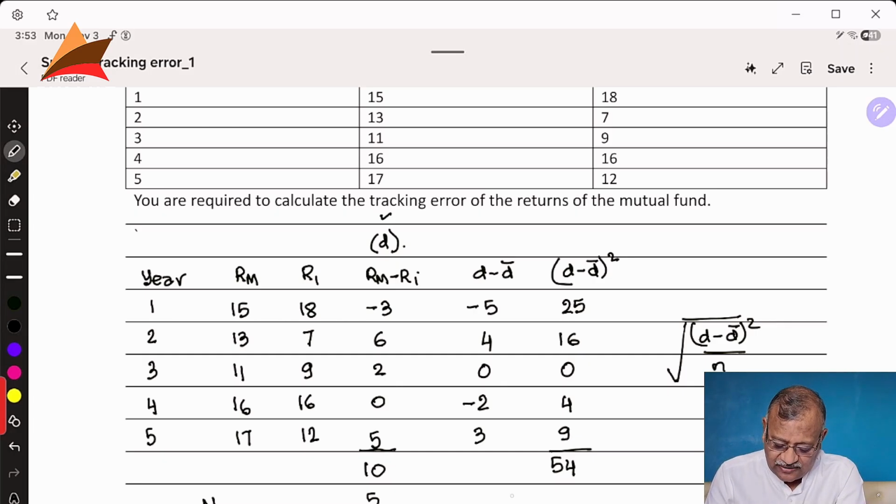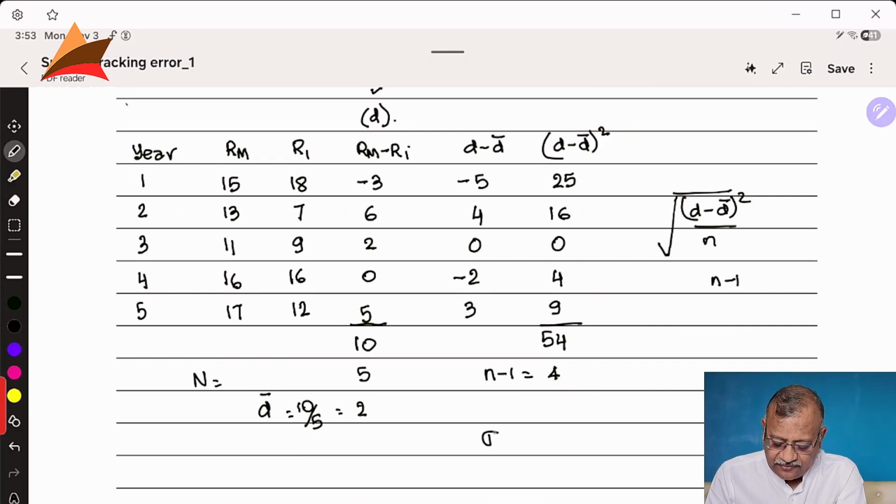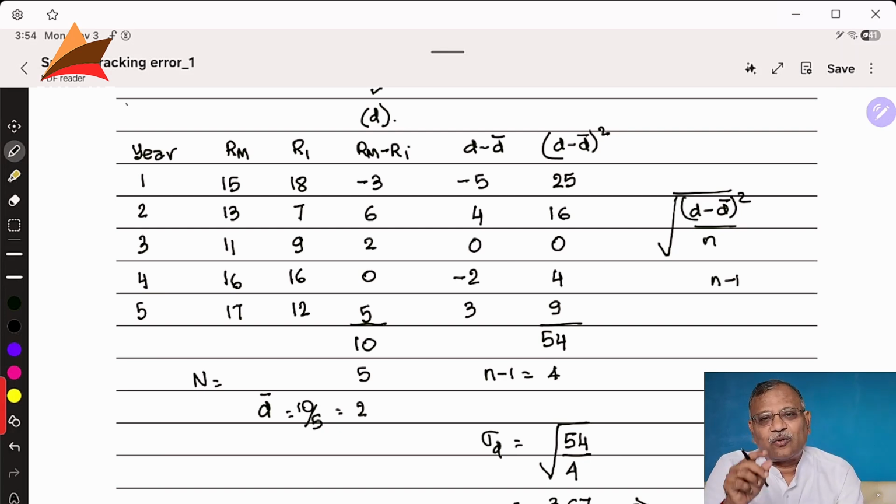So in which case n minus 1 is 4. So if we do this, the standard deviation of the difference would be the square root of 54 by 4, and that gives us 3.67. And this, student, is what we call tracking error. So if you really look at it, it's a pretty simple concept.